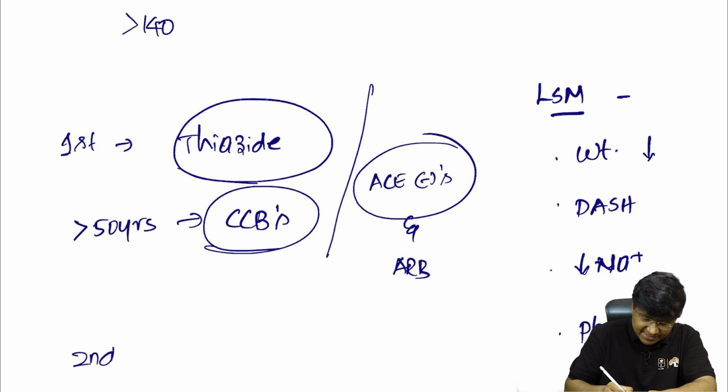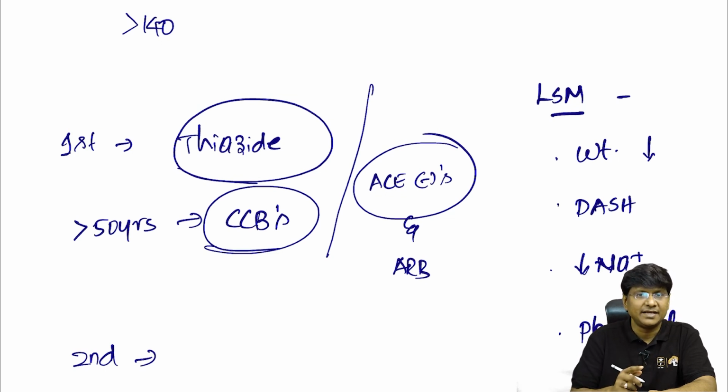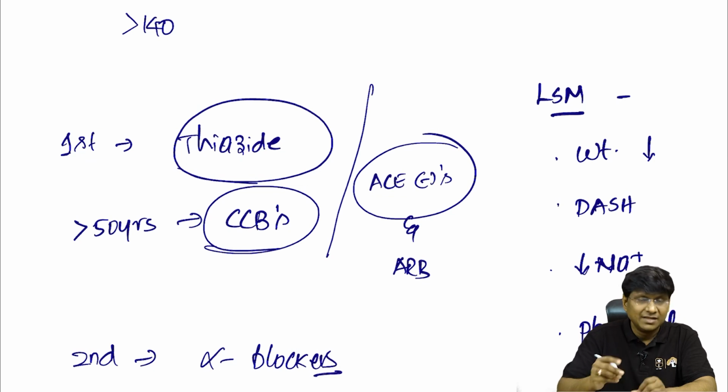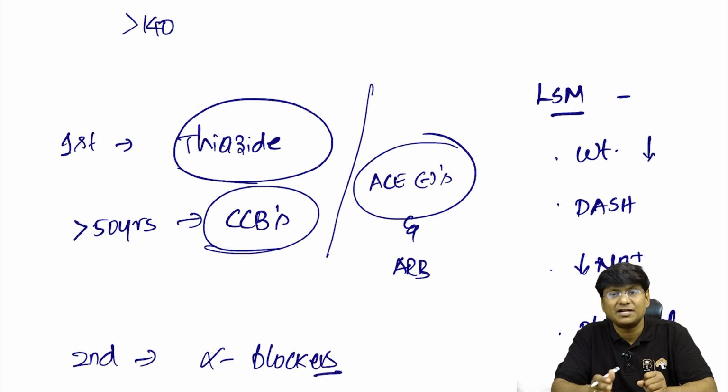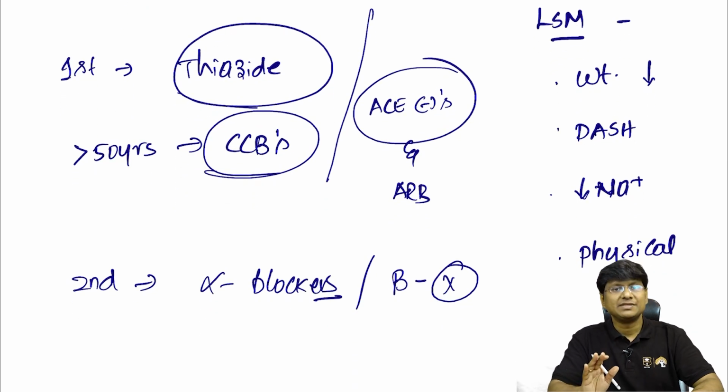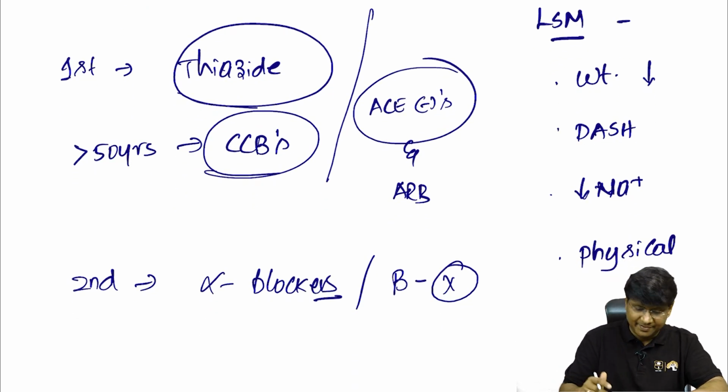And what are the second line antihypertensives? The second line antihypertensives include the alpha blockers, right? These alpha blockers include phentolamine or labetalol. Labetalol is both alpha plus beta blocker, or then we need to give the beta blockers as well, right? So these are the second line antihypertensive drugs.